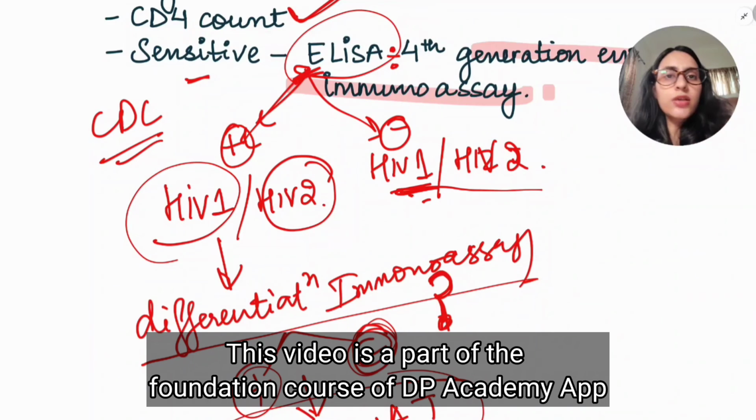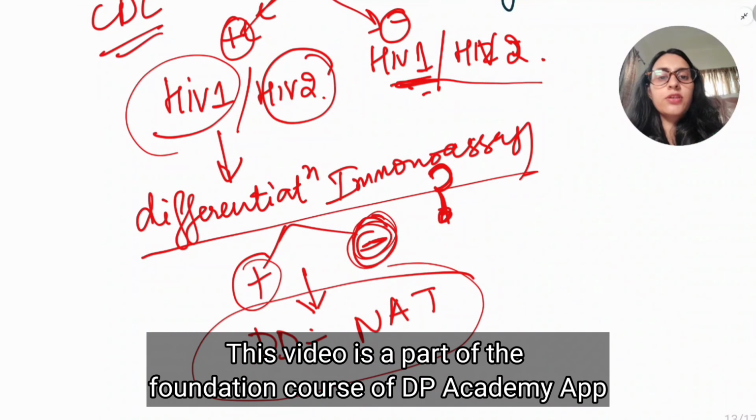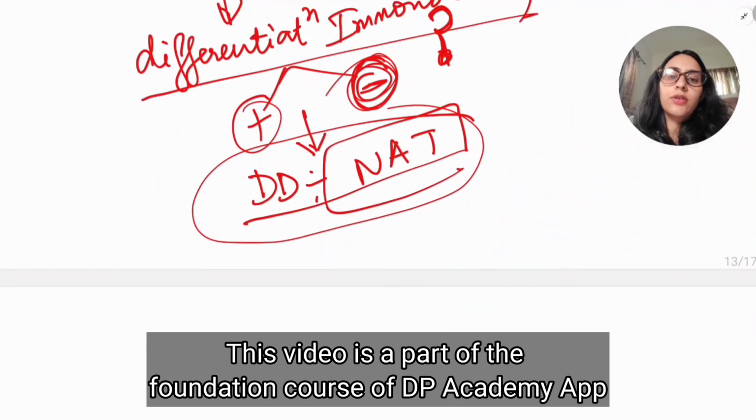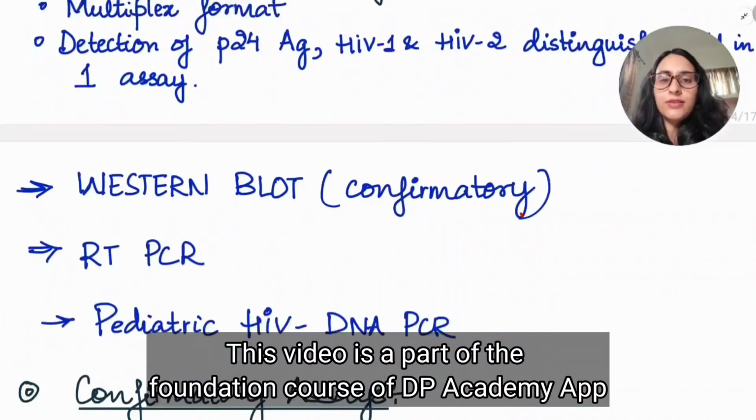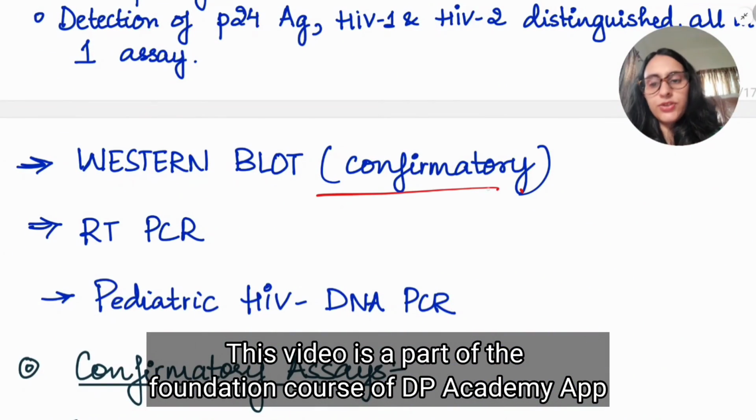Already we have seen in ELISA the patient is HIV positive, but here the differentiation immunoassay is coming negative. Then for that, you do the definitive diagnosis by nucleic acid testing. For the doubtful cases, you can do the nucleic acid testing. For confirmation, you can do the Western blot, or you can do the RT-PCR.